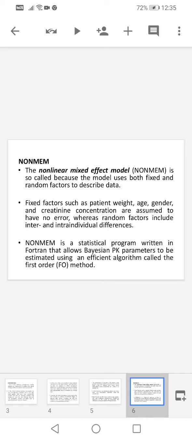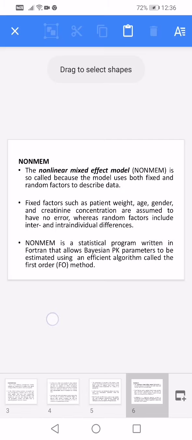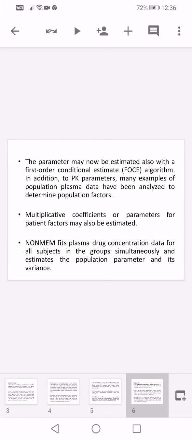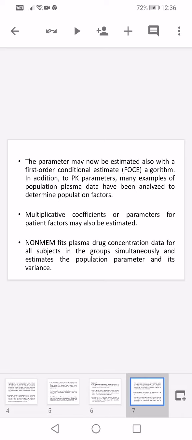and also the random factors. NONMEM is actually a statistical program written in Fortran that allows Bayesian PK parameters to be estimated using an efficient algorithm called the first order method. So this NONMEM is a statistical program, which collects all the PK information by using the Bayesian method and by using another algorithm called the first order method. The parameters may now be estimated also with the first order conditional estimate algorithm. In addition to PK parameters, many examples of population plasma data have been analyzed to determine population factors.